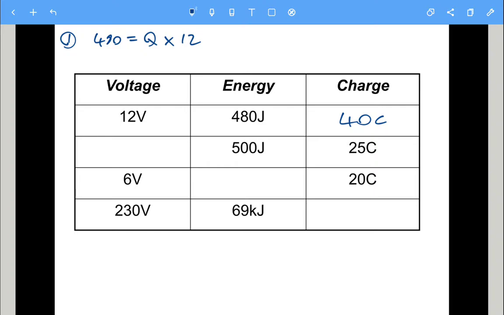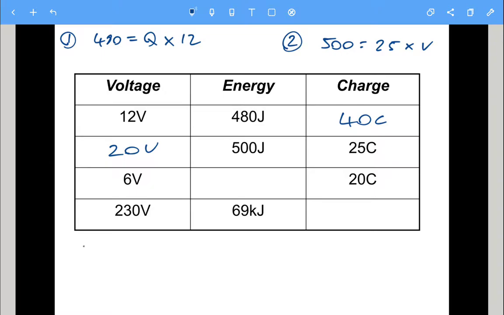So look at the next one. Number 2. Again, E equals QV, energy is charge times voltage. So that will be 500 equals the charge 25 times V. To get V, we need to get rid of the times 25, so that would be 500 divided by 25. That should give you a potential difference or voltage of 20 volts.